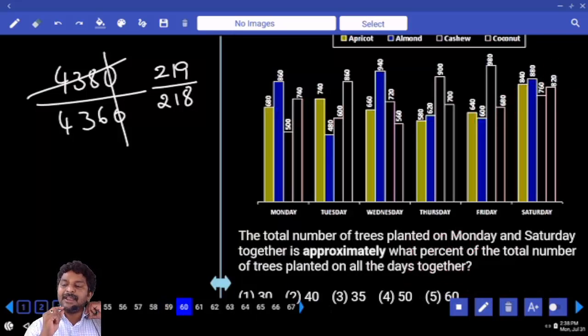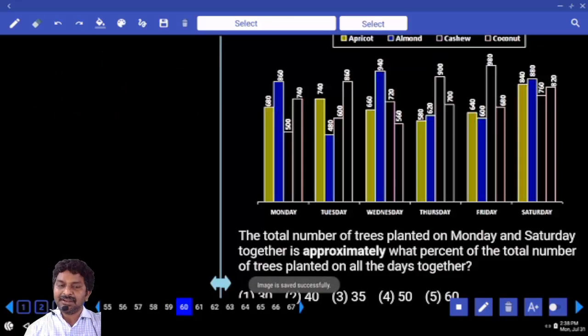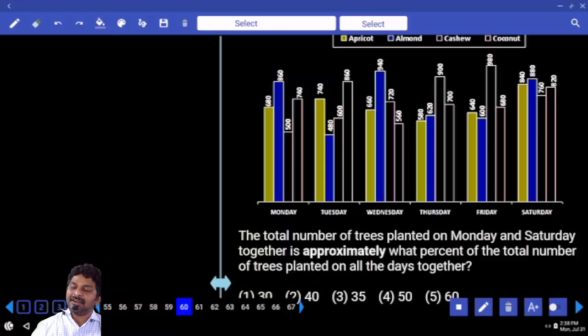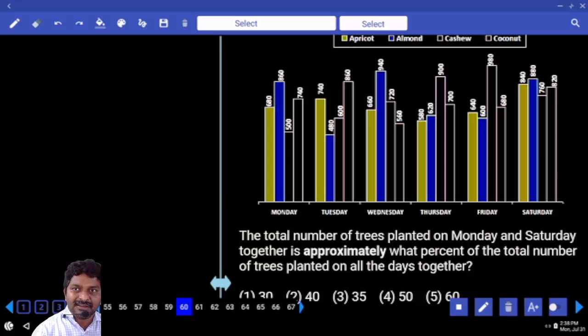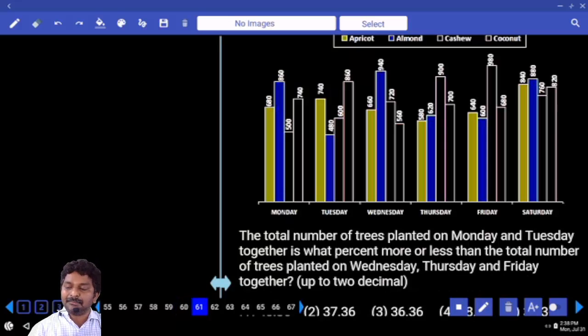Total number of trees planted on Monday and Saturday together. Monday, Saturday together is approximately what percent of total number of trees planted on all the days together? So you have to add all 24 numbers. Understood? If I have to solve this question in exam, I will just hold it, because I need to add these numbers, these numbers, these numbers. So I need to get 6 more numbers. Then only I can answer the question, right? So let me hold it and I'll come back.